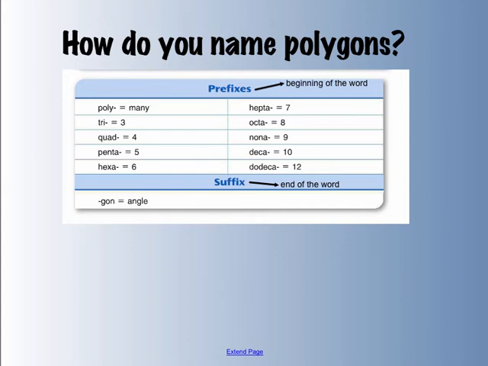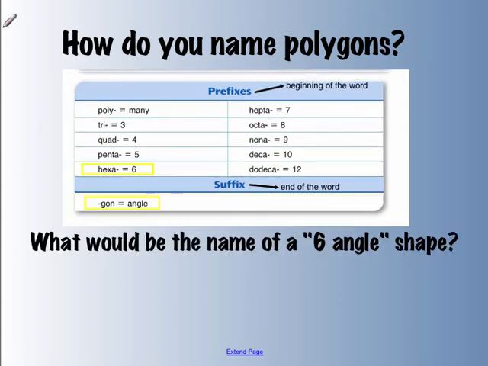So I have a whole chart here of prefixes, which are at the beginning of the word, and suffixes, which are at the end of the word. And remember, we're going to chop it off so that we have the gon, which is the suffix, and then your prefix or the beginning part of your words. And all of these come from Greek, and they stand for something in Greek, and we just say them in English instead. Or we say them to mean something else in English.